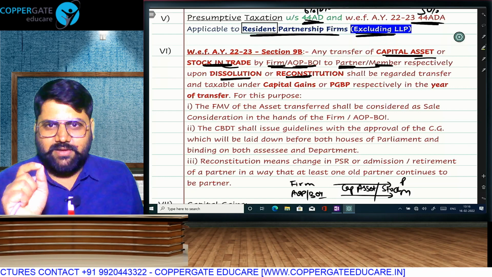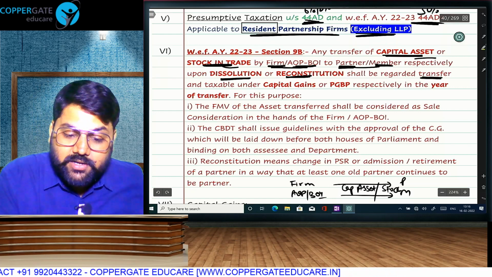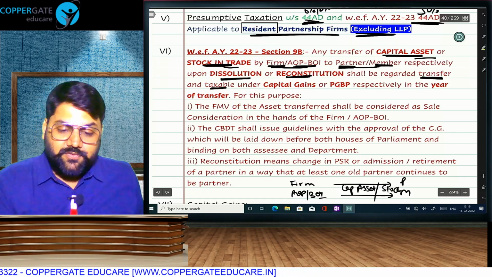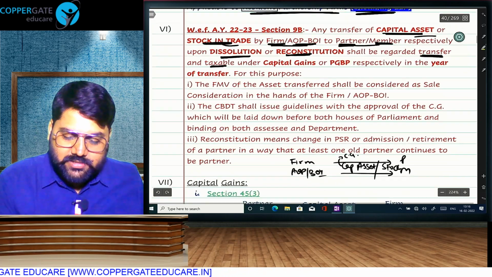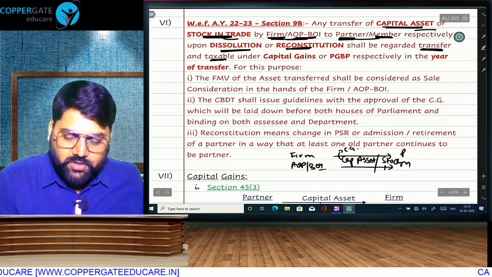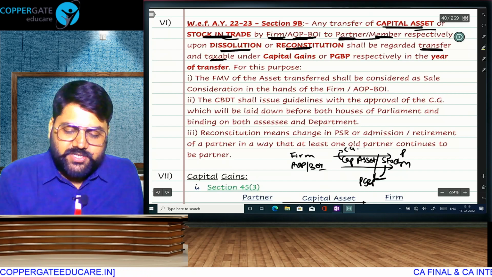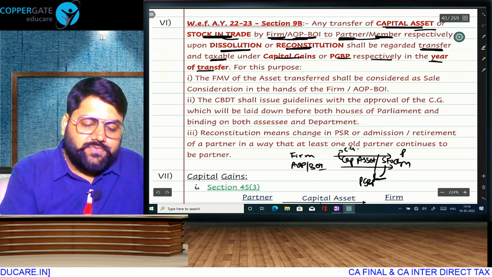Admission or retirement in a way that at least one old partner continues shall be regarded as a transfer and it will be taxable. If the asset being transferred is capital asset, then there will be capital gains, and if the asset being transferred is stock in trade, then there will be PGBP. Capital gains or PGBP respectively in the year of transfer.